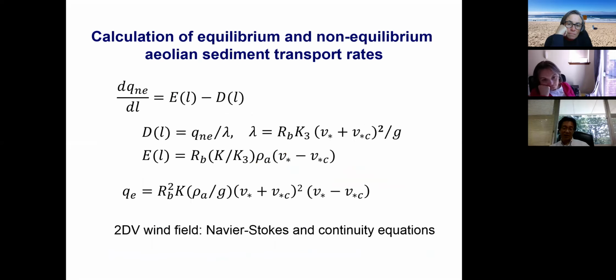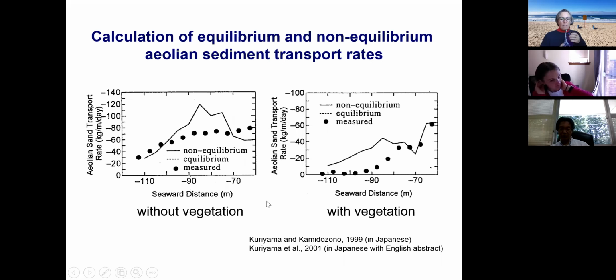We calculated the temporal variations of the equilibrium and non-equilibrium aeolian sediment transport rates in the study area. And these are the formulae to estimate the equilibrium and non-equilibrium aeolian sediment transport rate, which I explained before. And the 2D wind field was estimated using the Navier-Stokes and the continuity equations. And here is the result.